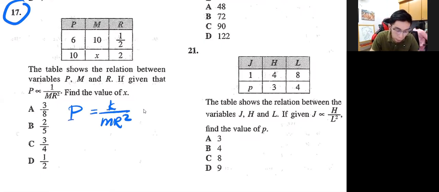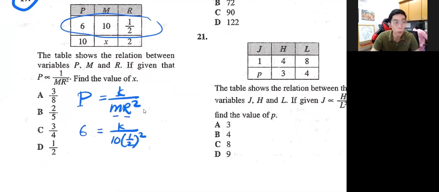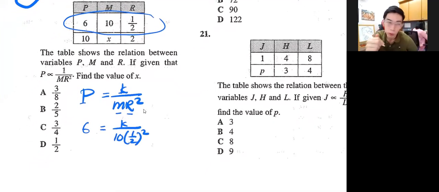I need to get my P, M, and R info. So do I have the complete P, M, R info there? You see, everything is systematically written in a table for you. So we just hantam everything inside. 6 equals k over 10 times 1 over 2 squared. Be careful, everybody. The squared is for the 1 over 2 only. So what you do is you take your calculator, you type everything one by one. Please don't skip.